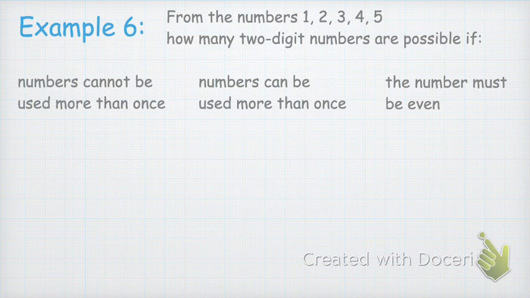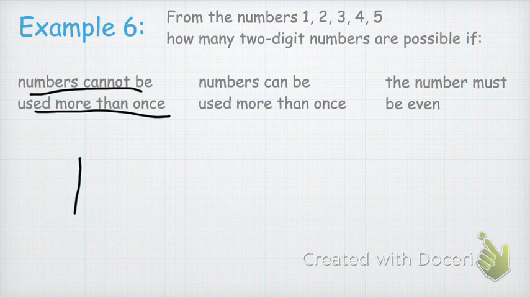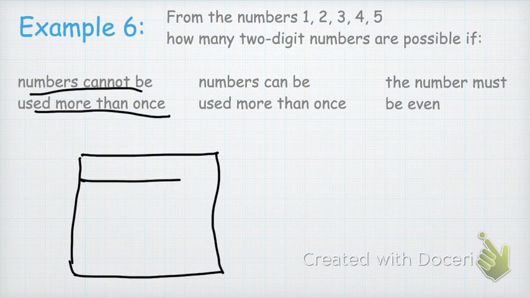Here's another example bringing up the idea of whether things are allowed to repeat or not. So 5 different numbers, and we want to know how many different 2-digit numbers are possible if numbers cannot be used more than once. So let me make a 5 by 5 table.